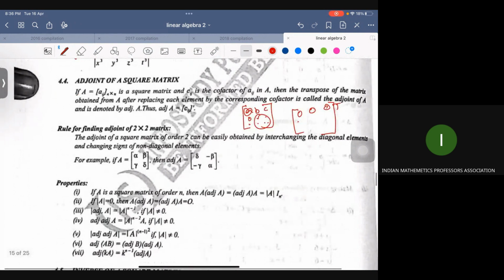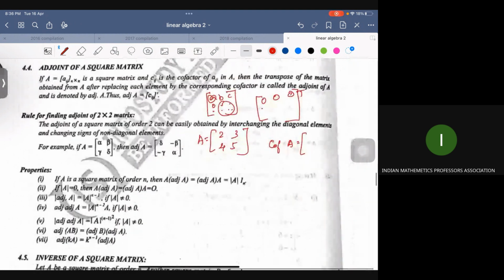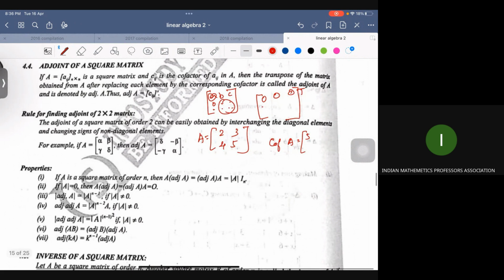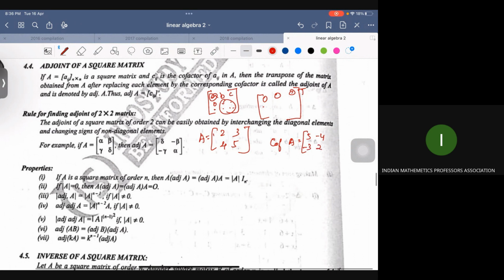For example, if A is equal to 2, 3, 4, 5, the cofactor of A is: cofactor of 2 is 5, cofactor of 3 is minus 4, cofactor of 4 is minus 3, cofactor of 5 is 2. Adjoint of A is the cofactor transpose. So 5, minus 4, minus 3, 2. So this is the adjoint of A.